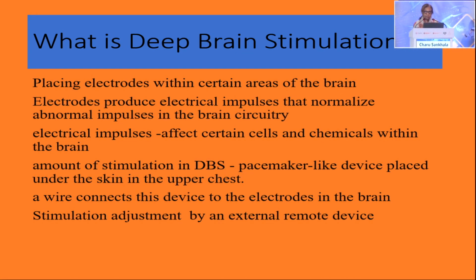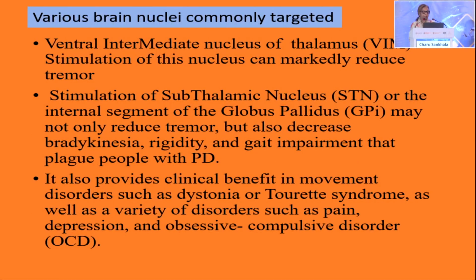How do we give the correct amount of stimulation? We place a pacemaker-like device under the skin in the upper chest, and a wire connects this device to the electrodes in the brain, and stimulation adjustment is done by an external remote device.